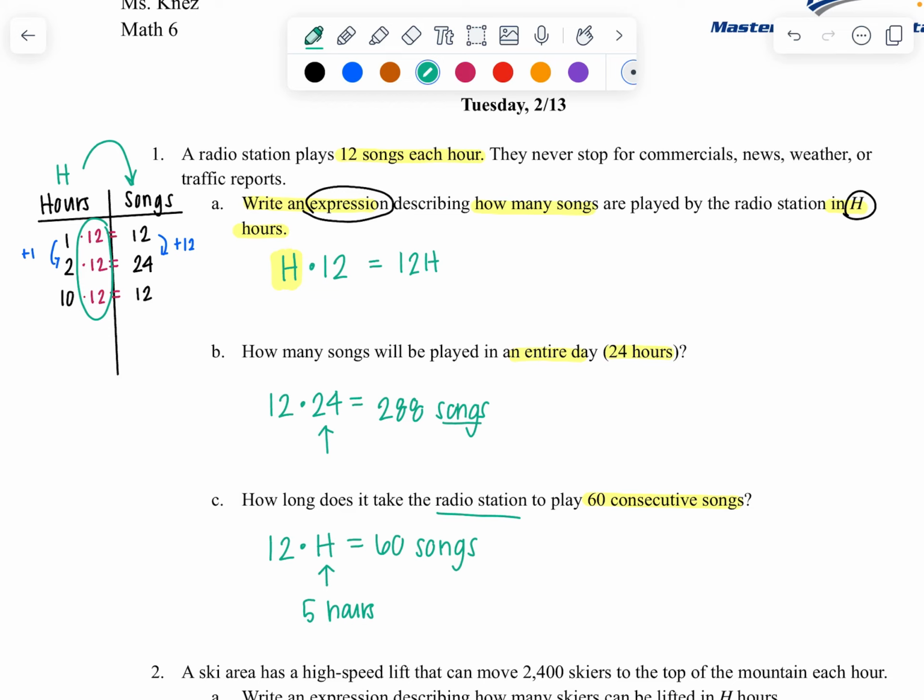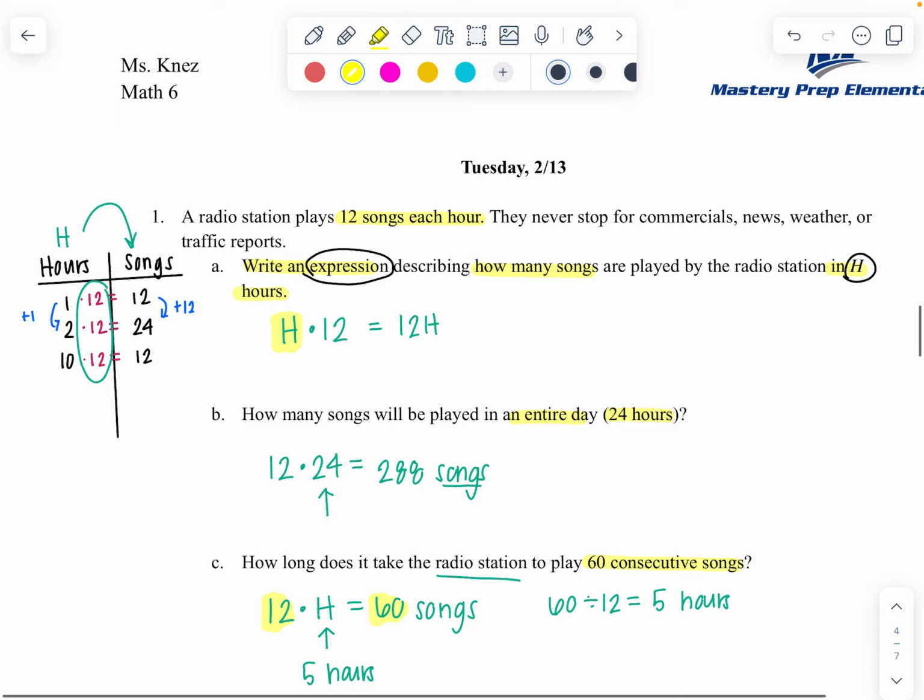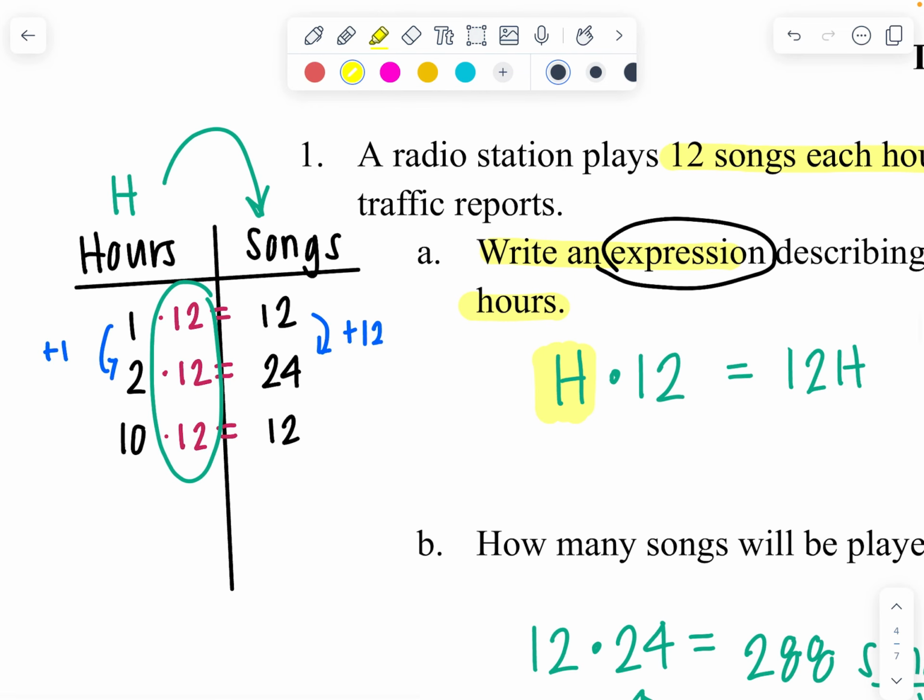If you didn't see that right away, you could always divide 60 divided by 12 for a total of 5 hours. Because dividing the product, 60, by the factor we know, 12, will always give us the missing factor. If we zoom in on the table, we are reminded that to move from hours to songs, we are multiplying by 12. But if I'm moving across the table in the opposite direction, I know the number of songs and I need to find the number of hours, I can use the inverse operation.